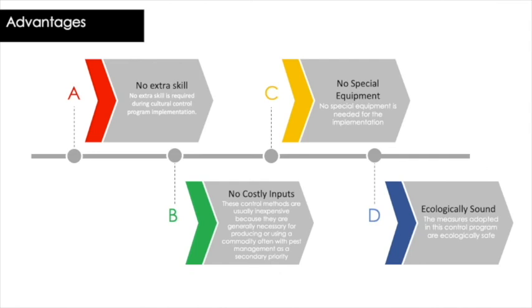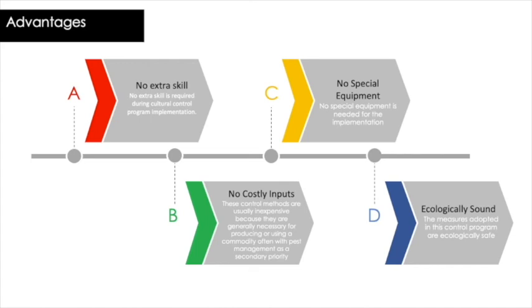First, we will highlight the advantages of this control program: it requires no extra skills to be implemented. All practices applied during the cultivation of crops are manipulated for the purpose of controlling the insect pests. These control methods are usually inexpensive because they are generally necessary for producing or using a commodity, often with pest management as a secondary priority.